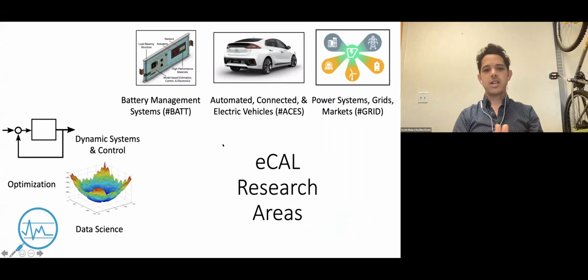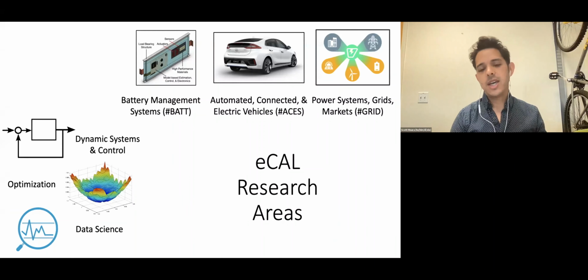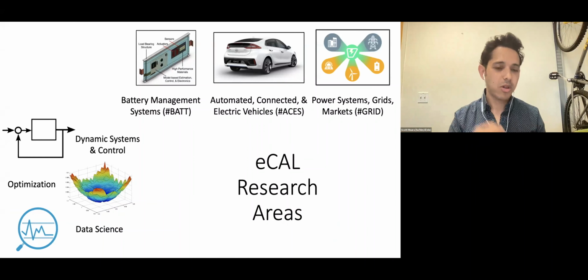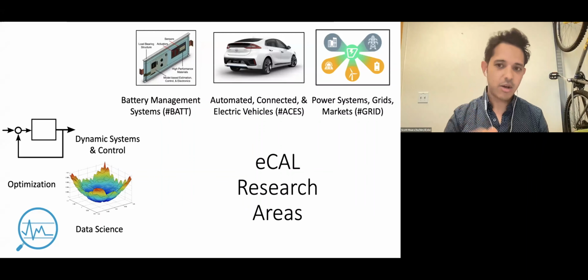So first, just an introduction to my group called the Energy Controls and Applications Lab. We focus on dynamic systems and control and optimization, and more broadly, data science, of which I see those two previous disciplines kind of falling underneath. And then from an applications point of view, we have a telescoping set that starts at the smallest scale with batteries and battery management systems, goes up a level to automated, connected, and electrified vehicles. And then at the highest level, we work at grid and infrastructure scale. And I'll really focus on that last category today.